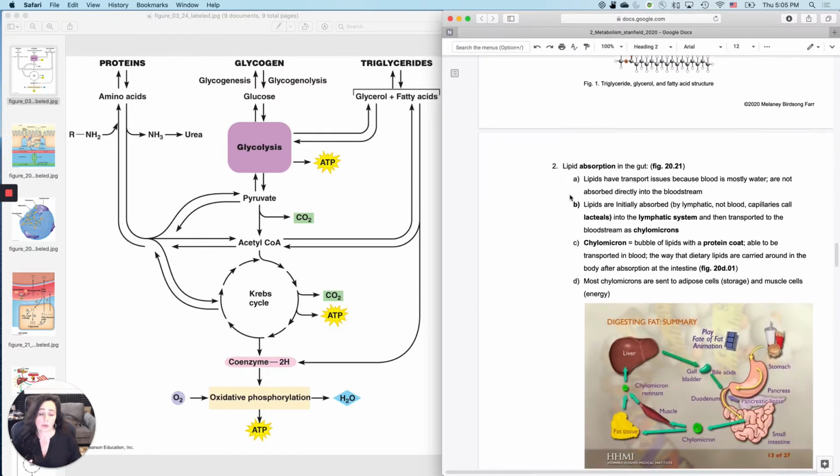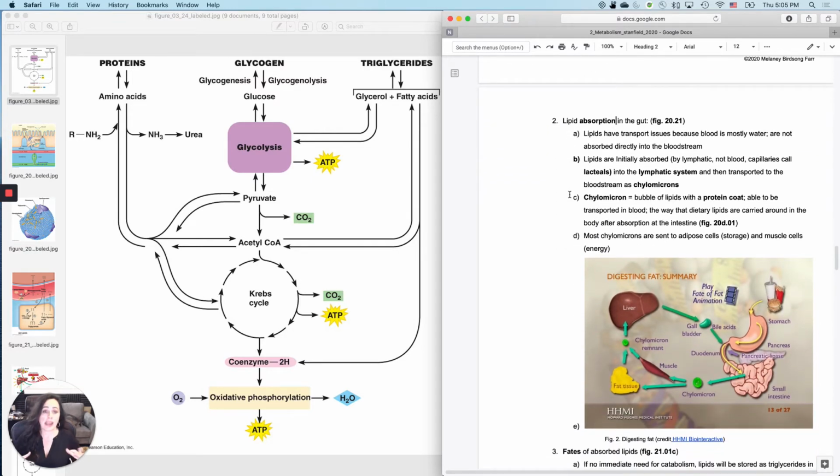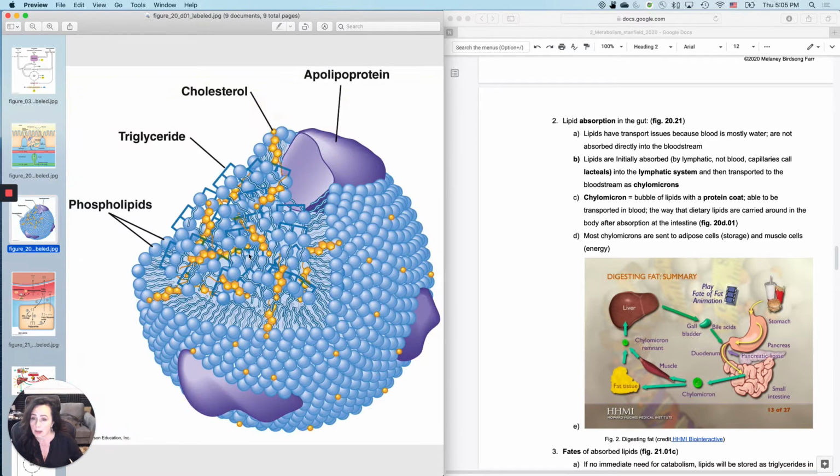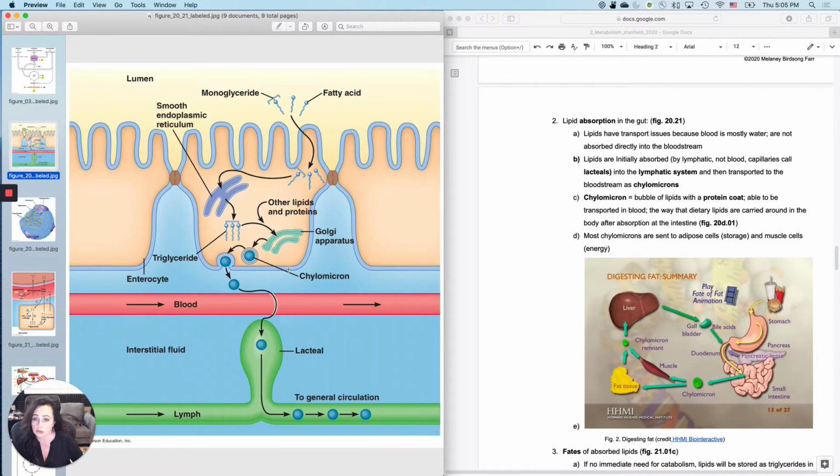Okay, so once we get lipids absorbed, they have transport issues and they have a different absorption mechanism than the other macronutrients. Remember that we said that they actually get absorbed into not the bloodstream first, but the lymphatic system first. They have transport issues because, of course, the blood is mostly water and lipids are lipid soluble, not water soluble. So they have to be packaged. The way that they are packaged is they are packaged up into this little bubble. This little bubble right here, shown small, is called a chylomicron, okay?